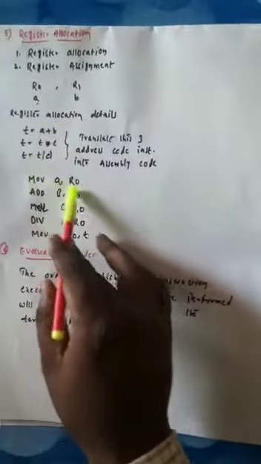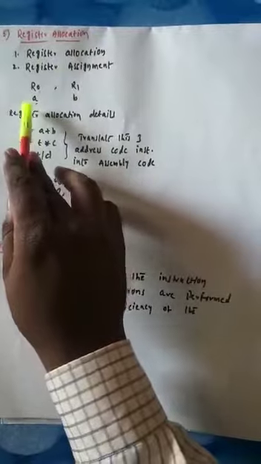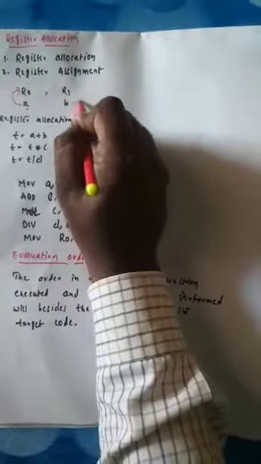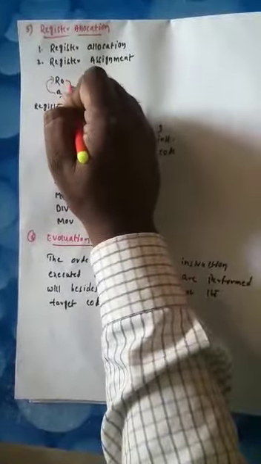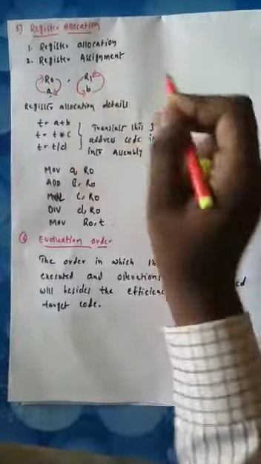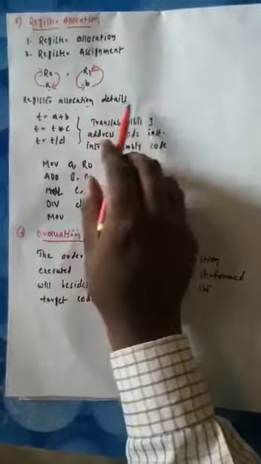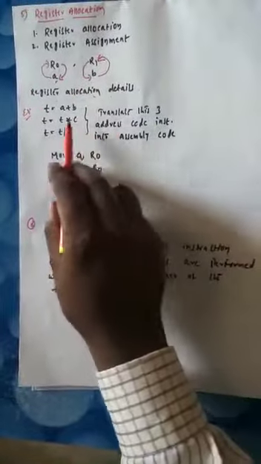And the second one is register assignment. It is the opposite of register allocation. The variable A is stored in the register R0, and the variable B is stored in the register R1. With register allocation, register R0 contains the value of A and register R1 contains the value of B.